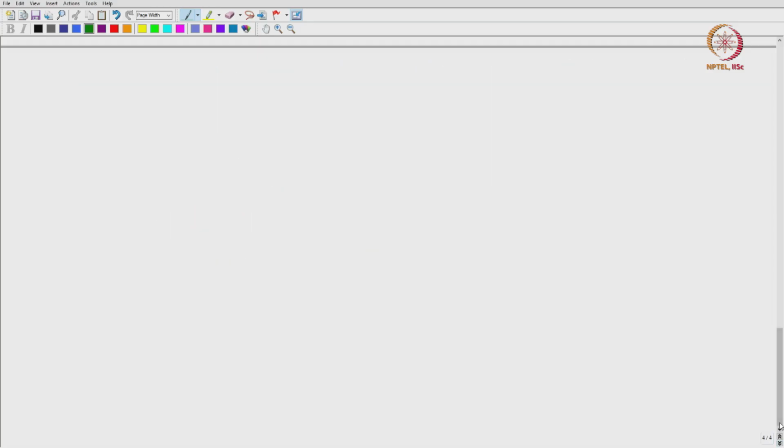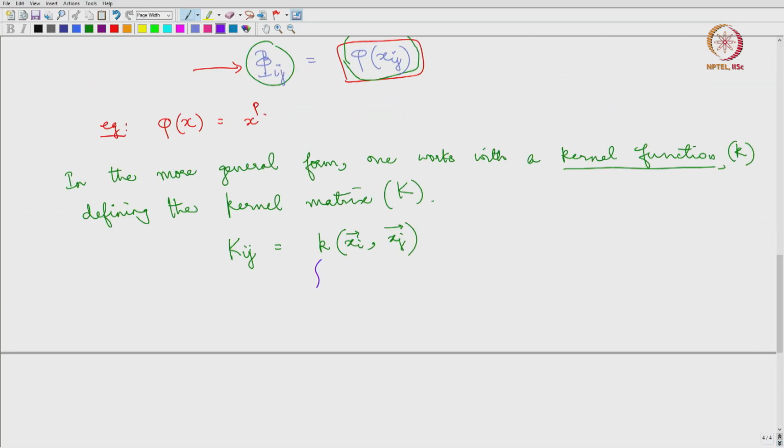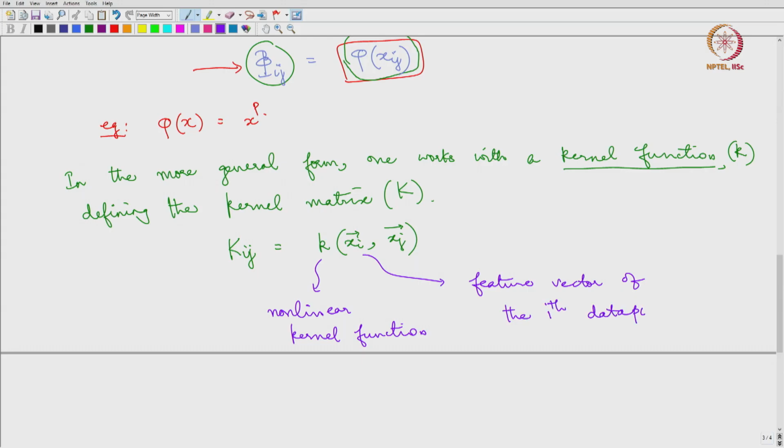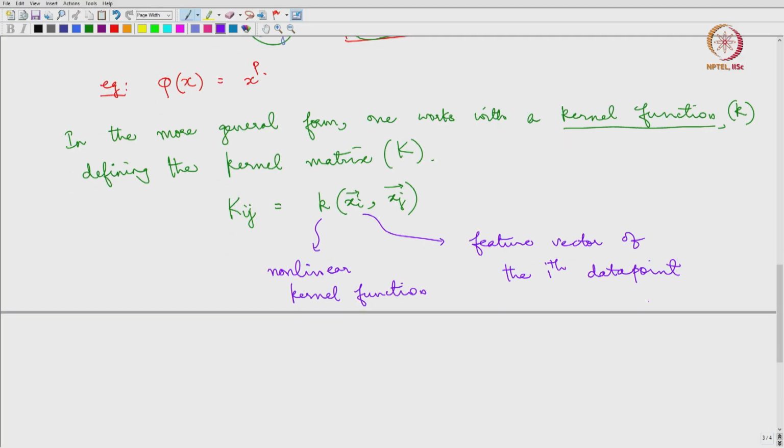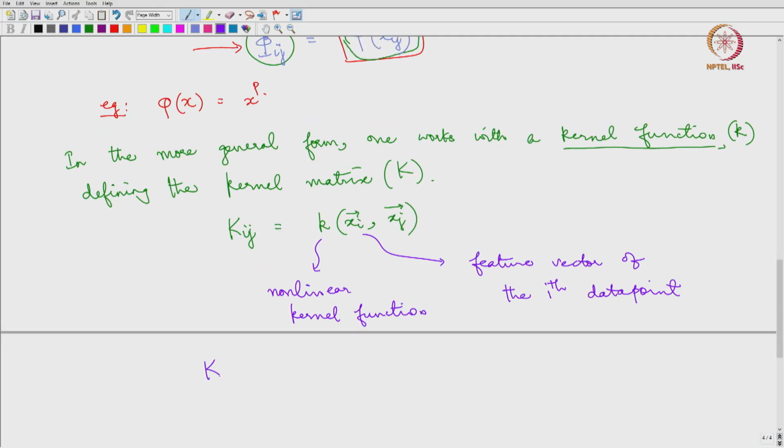So, to explain the notation here, this is a nonlinear kernel function and xi is the feature vector of the ith data point. Okay. And this kernel matrix is related to the phi matrix that we had defined. It is actually related to phi transpose.